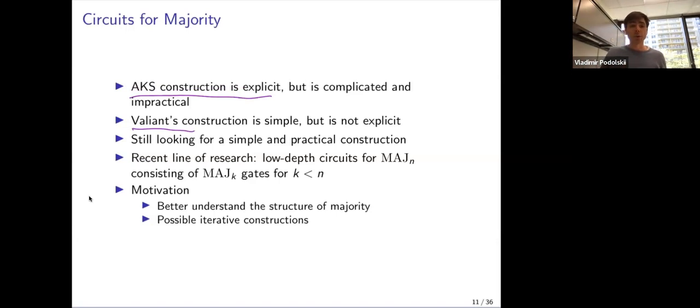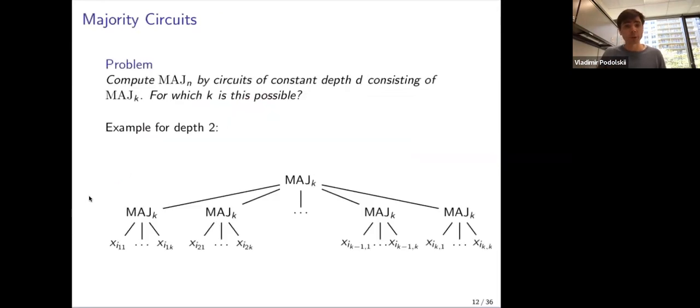Still, there is an open problem, so we are still looking for a simple and practical construction of a logarithmic depth circuit. And again, the recent line of research was kind of similar to what I explained for sorting networks. We can consider low depth circuits for majority consisting of majorities of k bits, of a smaller number of bits. And again, the motivation is to better understand the structure of majority and possibly to use it to get iterative constructions. Okay, so that's what we can consider here as well.